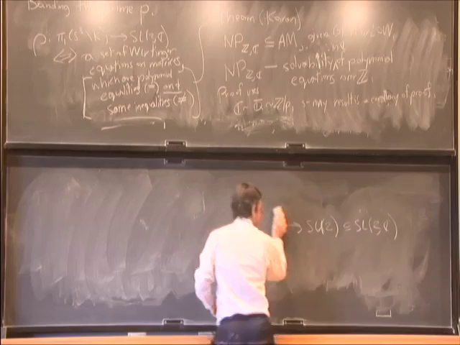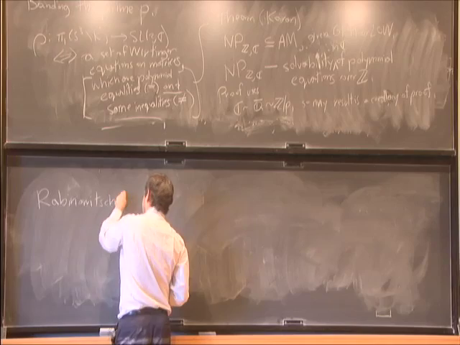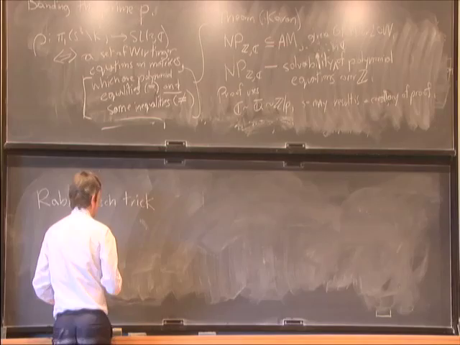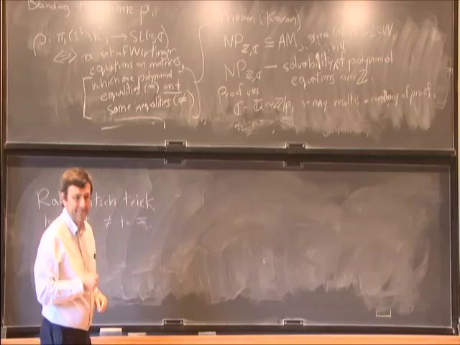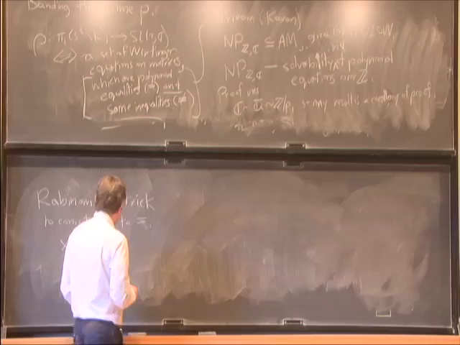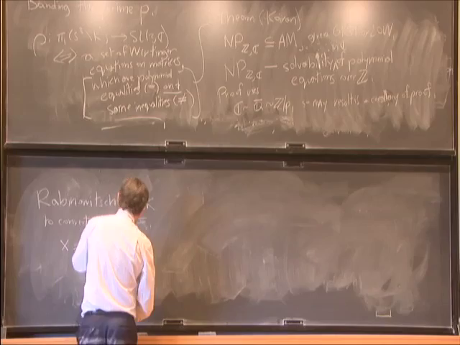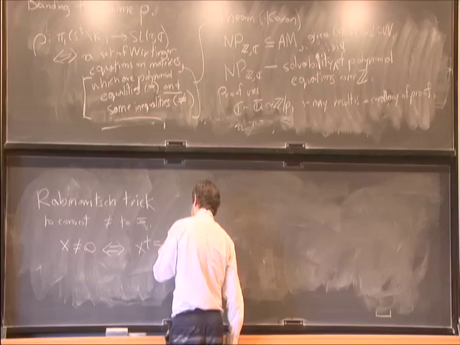So this is called the Rabinowitsch trick, to convert not equal to equal. X is not equal to 0 if and only if there exists T such that XT is equal to 1.